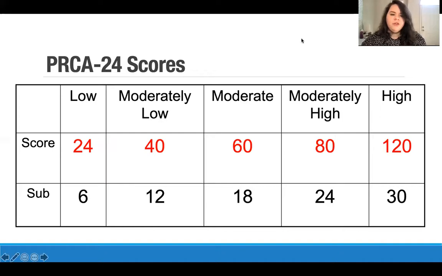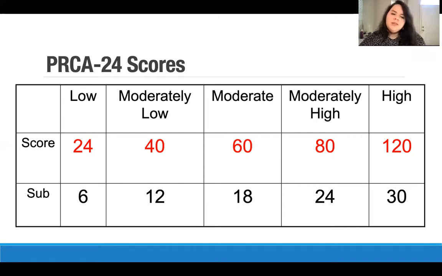As I mentioned earlier, there are different ways to measure how you experience different types of communication apprehension. The PRCA assessment is one of them. You will take that in this module. You'll score somewhere between 24 and 120. I would say on average, people landed around the 60 mark at moderate. And you will find out when you take the assessment where you sit on this scale.